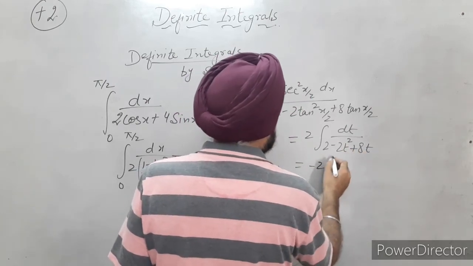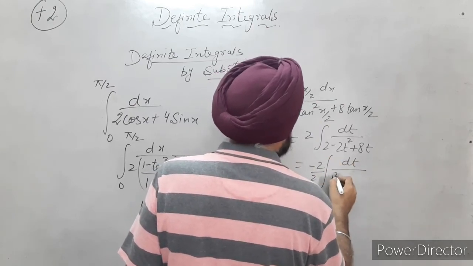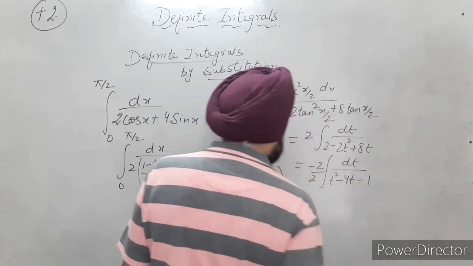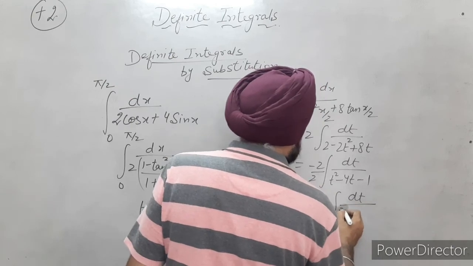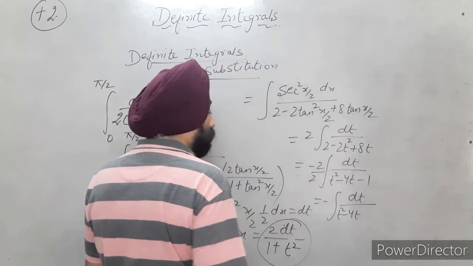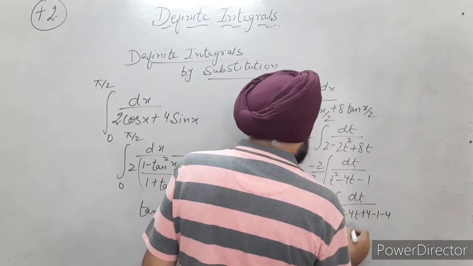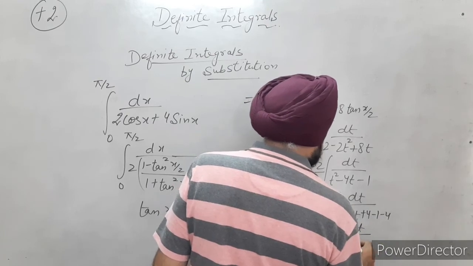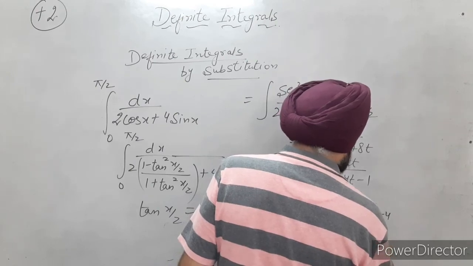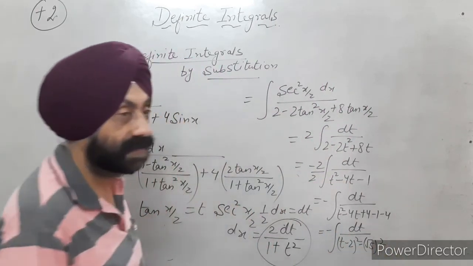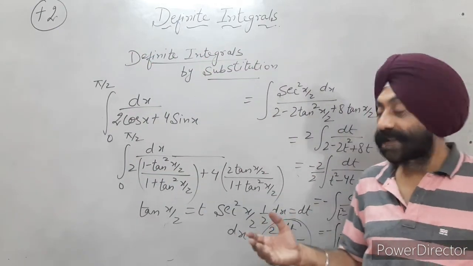Take out a negative sign common. Negative dt upon 2, where 2 is common, I get t square minus 4t minus 1. Just complete the squares: t square minus 4t, now plus 4 minus 1 minus 4. I get dt upon (t minus 2) square minus (under root 5) square. It is x square minus a square, the same formula is applied, that is 1 over 2a log of (x minus a) upon (x plus a).